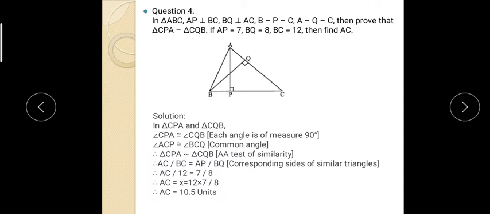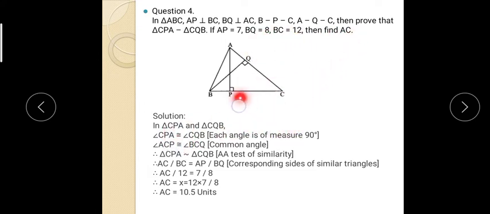Then question number 4. In triangle ABC, AP is perpendicular to BC, BQ is perpendicular to AC. Then prove that triangle CPA is similar to triangle CQB. Now see, triangle CPA and CQB. If AP is 7, BQ is 8, BC is 12, then find AC.